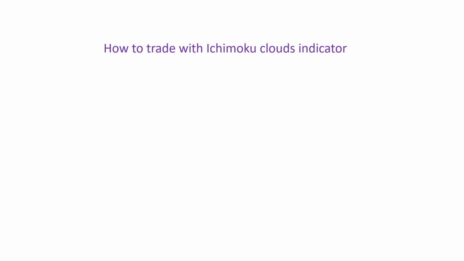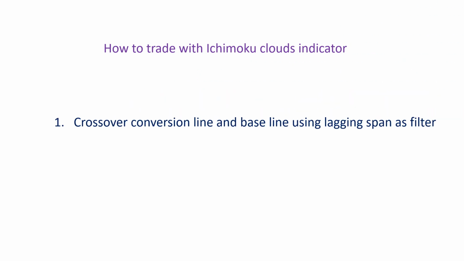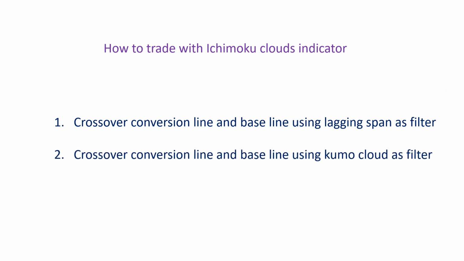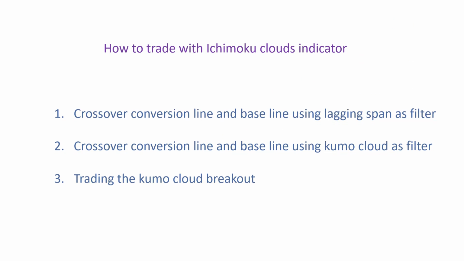How to trade with the Ichimoku Cloud indicator. There are 3 trading strategies to implement in this video. The first one is crossover of conversion line and baseline using lagging span as filter. The second one is crossover of conversion line and baseline using Kumo cloud as a filter. And finally, the third one is trading the Kumo cloud breakout.